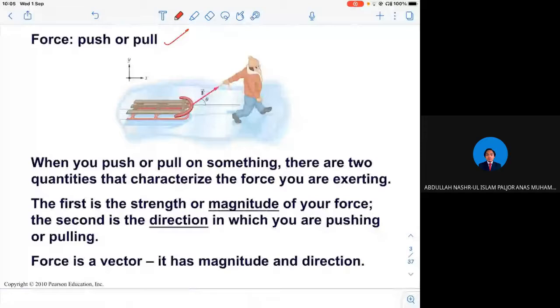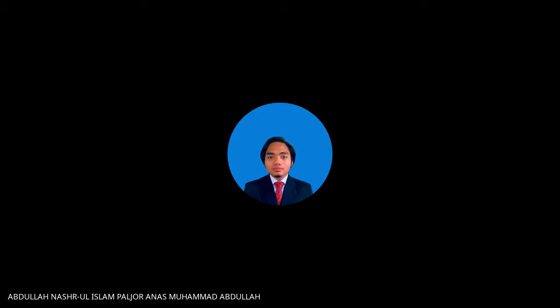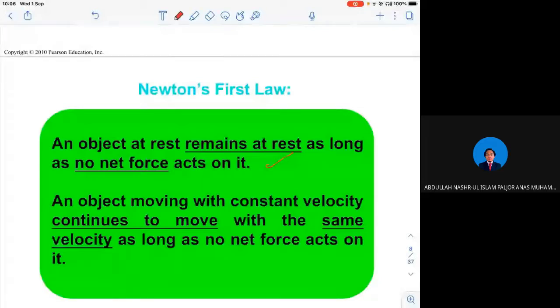Force is a vector quantity, that must have magnitude and direction. Newton's first law is the law of inertia. An object at rest will remain at rest as long as no net force is acting on it, and an object with a constant velocity continues to move with the same velocity. Normally the student only wants to memorize just one definition of Newton's first law.